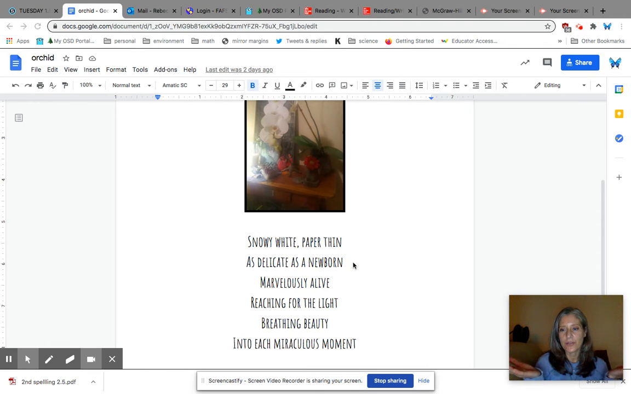So a simile compares two things using like or as. Another example would be, the boy was as messy as a pig pen. Or the grass was as green as a crayon. So you're just comparing two things using like or as.